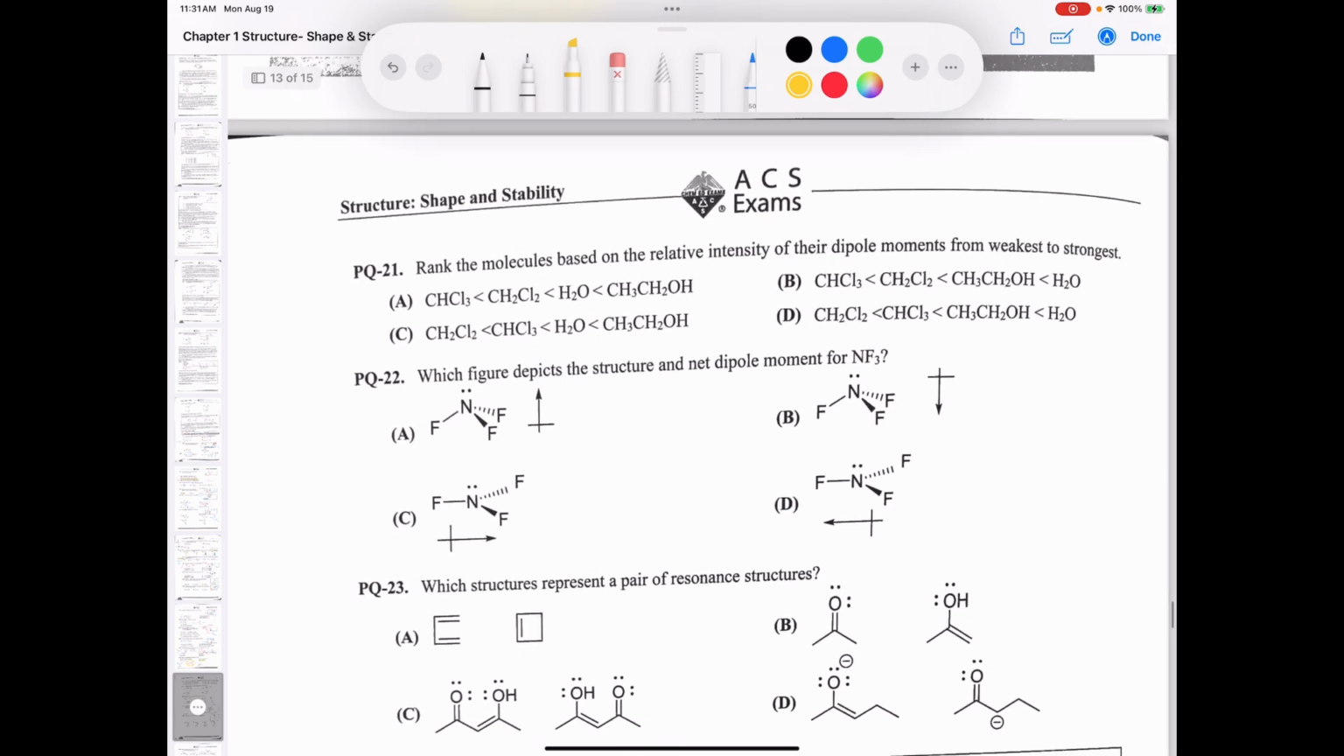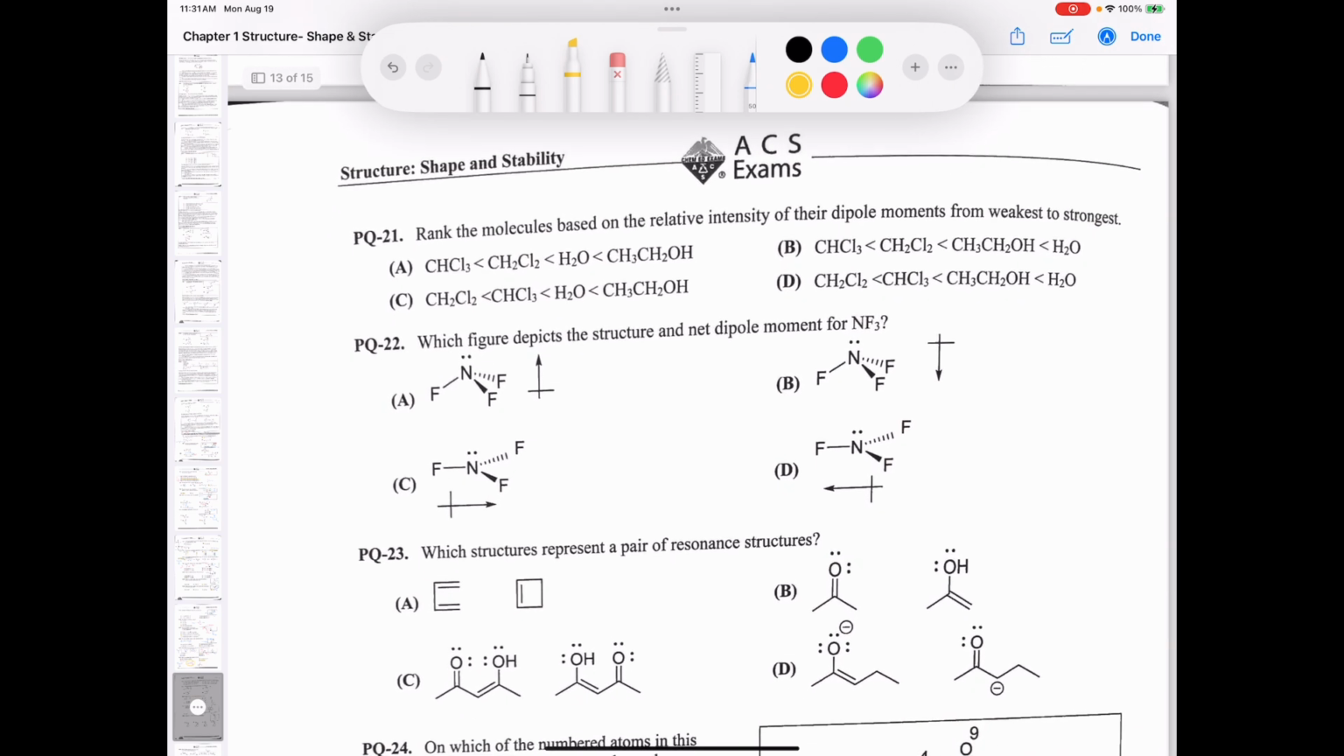Question number 21, rank these molecules on the relative intensity of their dipole moments, going from weakest to strongest. Okay, well, first of all, what are the compounds? We've got chloroform, methylene chloride, water, and ethanol. Well, obviously, water and ethanol are going to have stronger dipole moments because they have oxygen-hydrogen bonds, right, which have a really strong dipole in them.